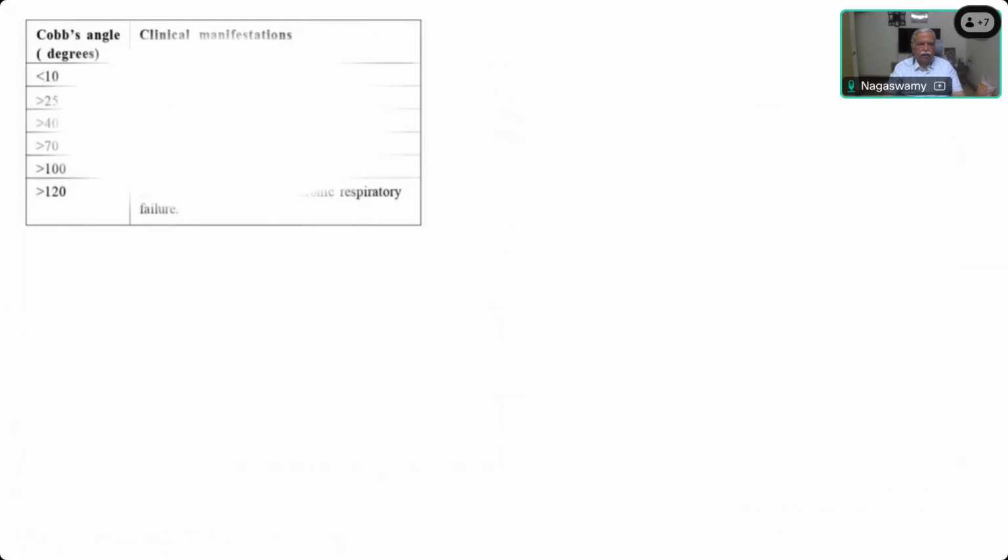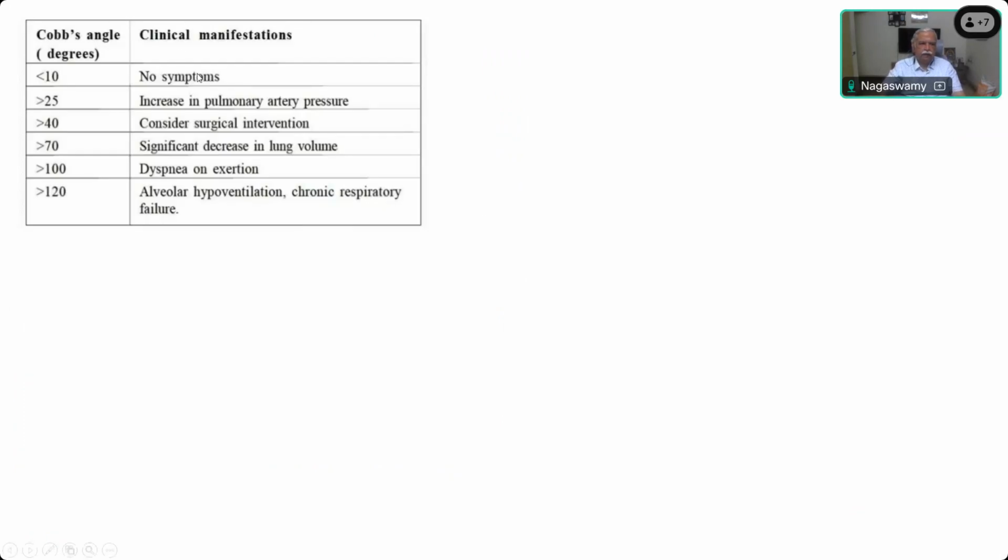And Cobb's angle, clinical manifestation: less than 10 degrees, you won't have any problem. More than 25, the pulmonary pressures start increasing. More than 40, you have to think of surgical intervention. More than 70, there will be a decrease in lung volume because of the narrowed space in the thoracic cavity. More than 100, patients will have dyspnea on exertion. At more than 120-degree angle, there will be alveolar hypoventilation and chronic respiratory failure will ensue.